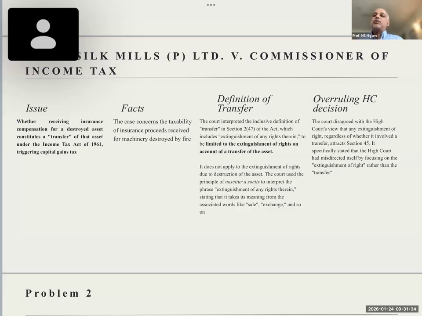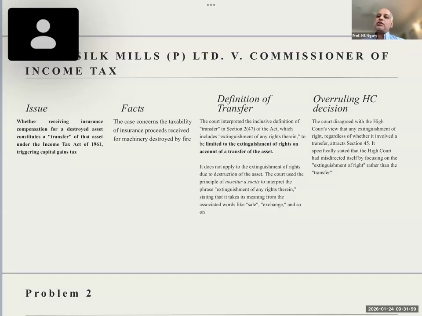It said that the court interpreted the inclusive definition of transfer in Section 2, clause 47 of the Act, which includes extinguishment of any rights therein, to be limited to the extinguishment of rights on account of the transfer of the asset. So it does not apply to extinguishment of rights due to the destruction of the asset. The asset should still remain, is what the court was saying.